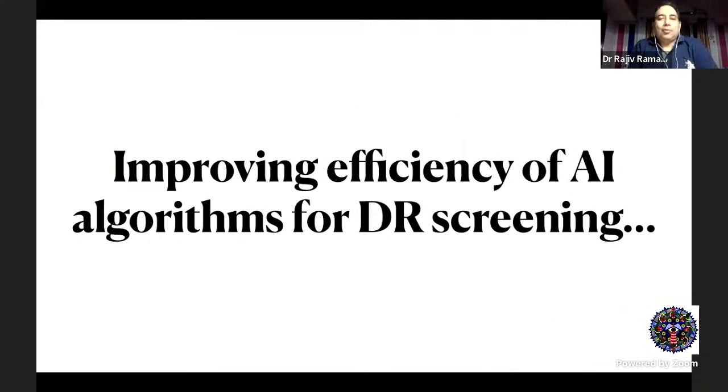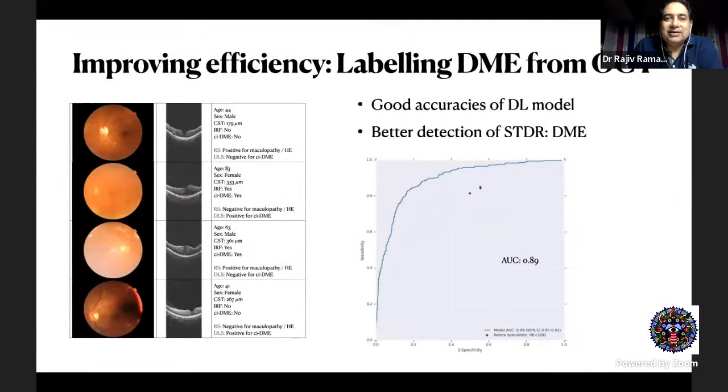So now people are working on various ways of improving the efficiency of AI algorithms in retinopathy screening. And this actually, 2 days back, is one of our papers which came out in Ophthalmology Retina, where we did something a little different. We took the retinal images and labeled them with OCT data. So if you see the second image, clinically you don't see macular edema, but if you see the OCT, there is central involving diabetic macular edema.